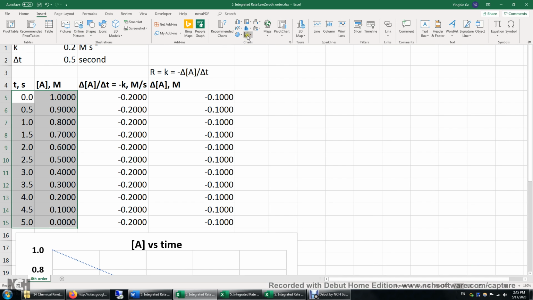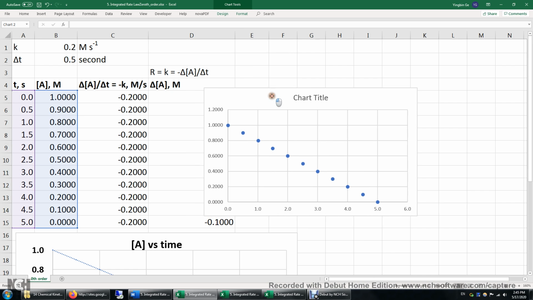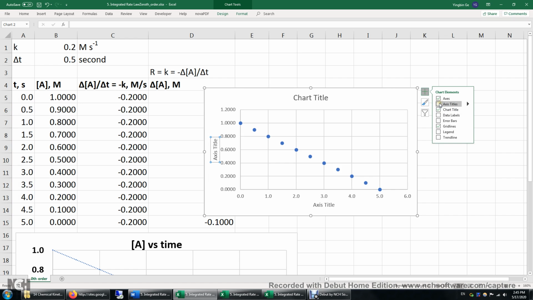Over here, select this Scatter. You can see this is a linear relationship. We need to label the vertical and the horizontal axis. So I'm gonna click this plus, and I'm gonna click this axis title. So over here, there's the time. The unit is second, and over here, this is the concentration of A. The unit is molar. All right, so we got everything.